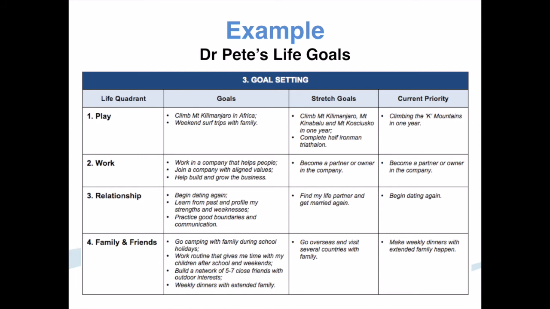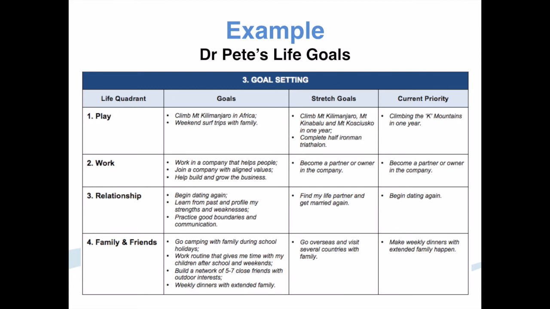And what you can see there is when it came to play, I have some goals around climbing Mount Kilimanjaro in Africa, big goals, as well as the day-to-day, I wanted to have weekend surf trips with my family. When it came to stretch goals, I thought about not only climbing Mount Kilimanjaro, but climbing some other big mountains in the world, all inside the space of 1 year. And another stretch goal I came up with was about fitness and about completing a half Ironman triathlon, which would be a big stretch goal for me.